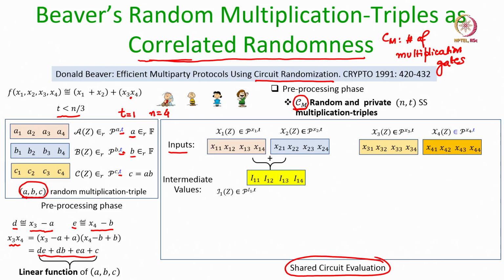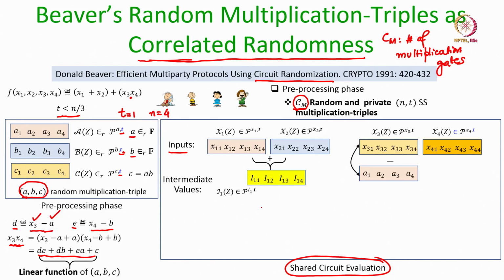And since a, b, c is available in a secret shared fashion, that means now the parties can compute a secret sharing of x3 times x4 in terms of the secret sharing of a, b, c once the combiners d and e are public, and that is precisely the idea behind the Beaver's method for solving the degree reduction problem. So, right now x3 is secret shared, A is secret shared.